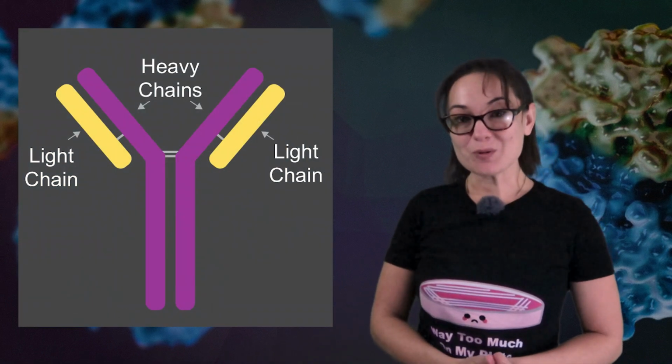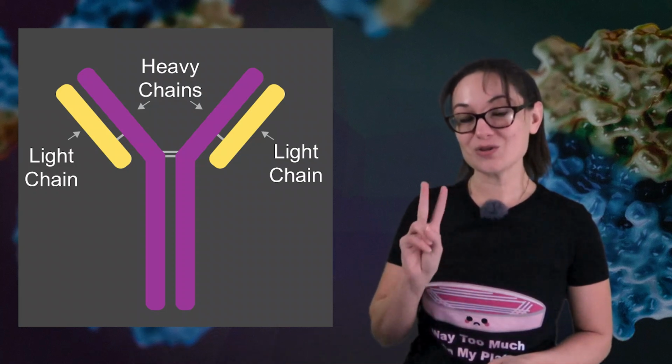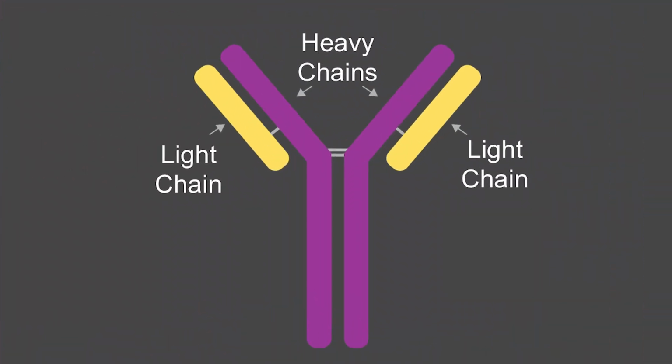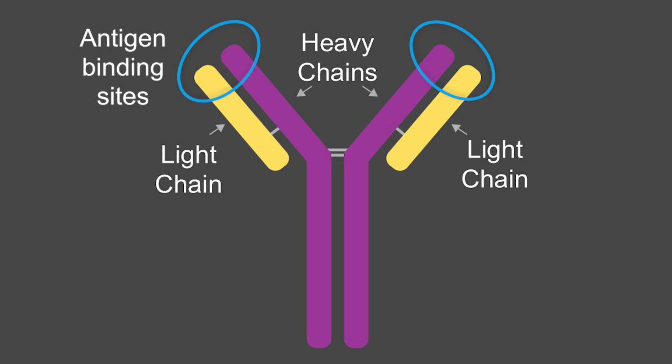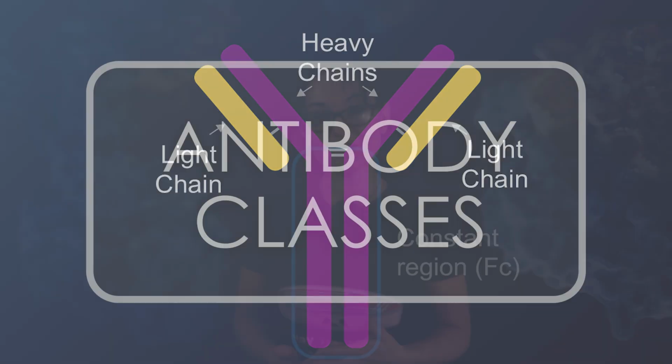Antibodies are Y-shaped molecules made of 4 proteins, 2 heavy chains and 2 light chains. These chains are connected by disulfide bonds, giving the antibodies their distinct shape. The top of the Y has variable regions that bind to specific targets or antigens, and at the base of the Y is the constant region, which interacts with other parts of the immune system.